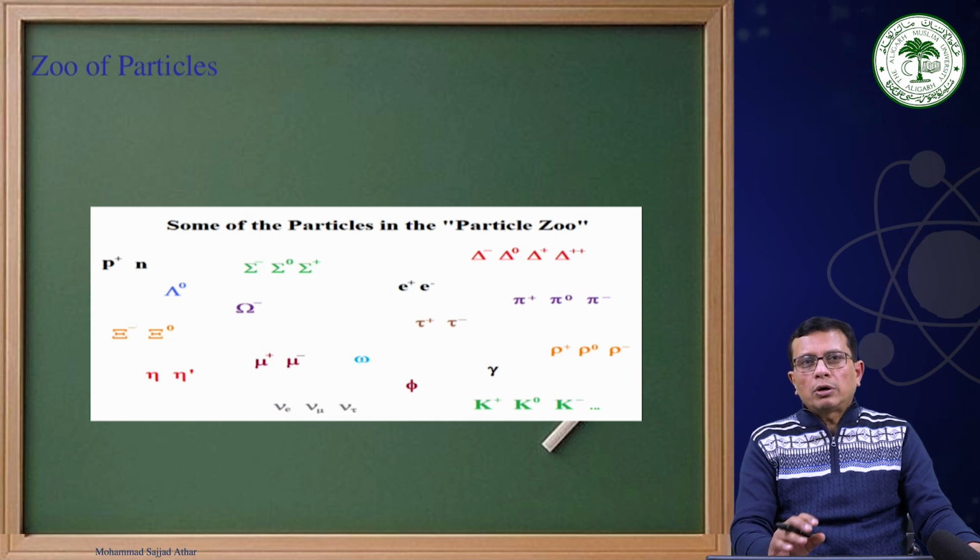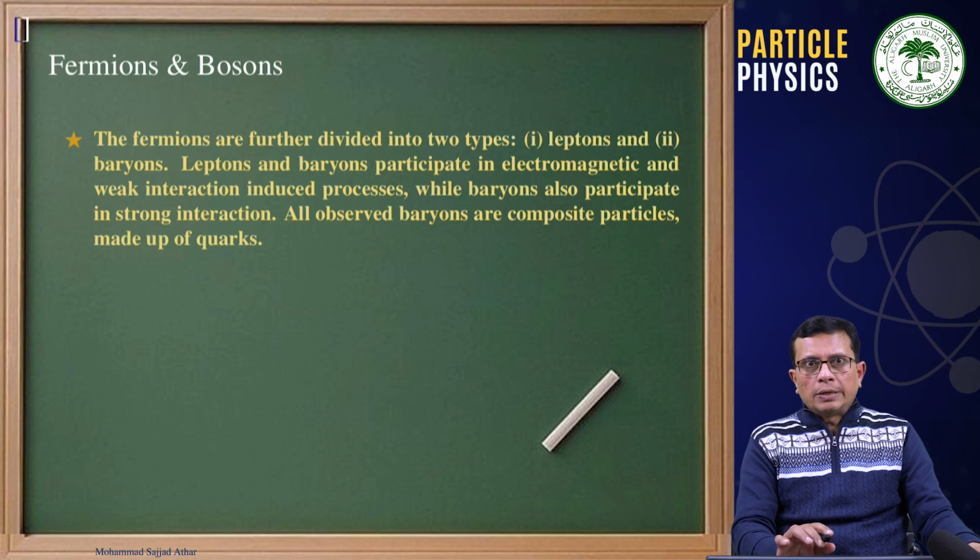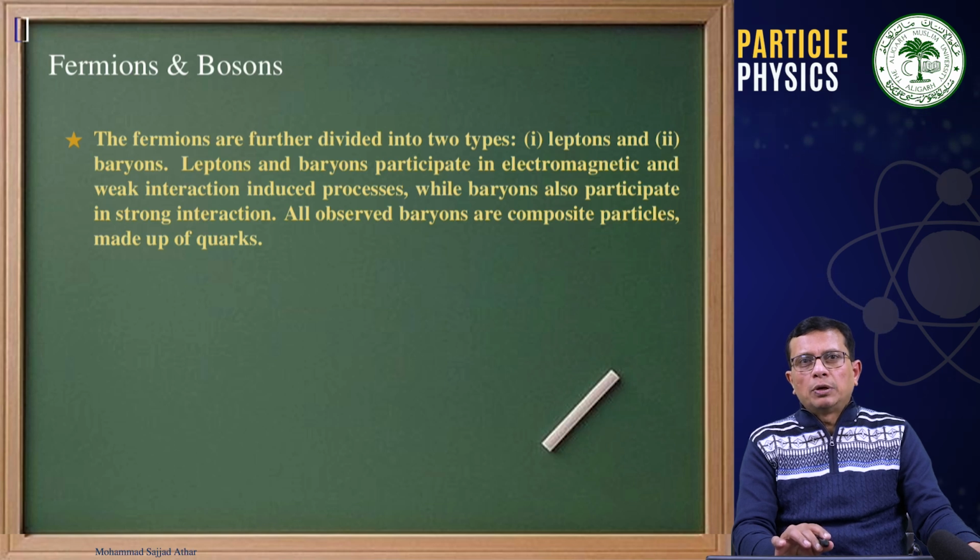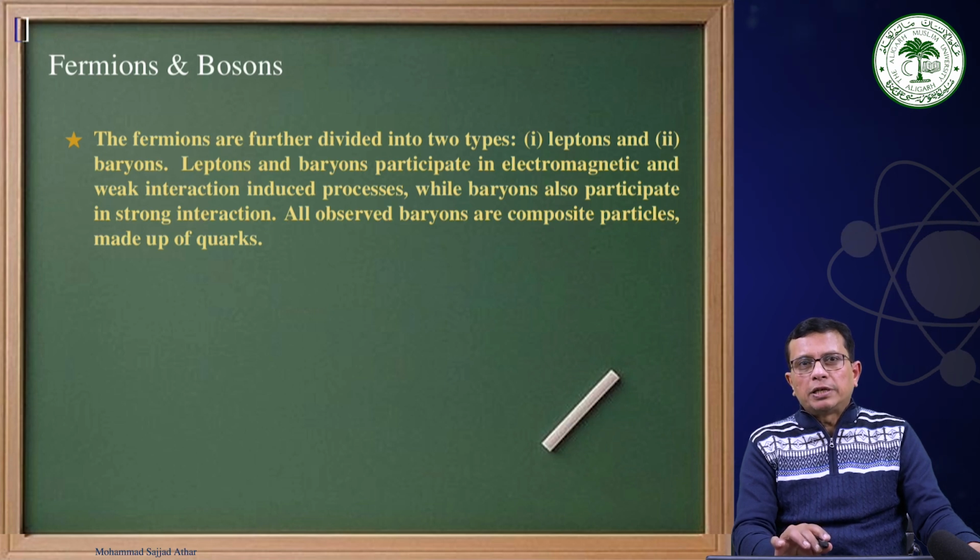Today we are going to talk about the nature of these particles, as we have introduced fermions and bosons. We have discussed that fermions are those particles which obey Fermi-Dirac statistics, having half-integral multiples of h cross as spin, and they obey Pauli's exclusion principle and are described by antisymmetric wave functions. Similarly, bosons are the particles which are described by Bose-Einstein statistics.